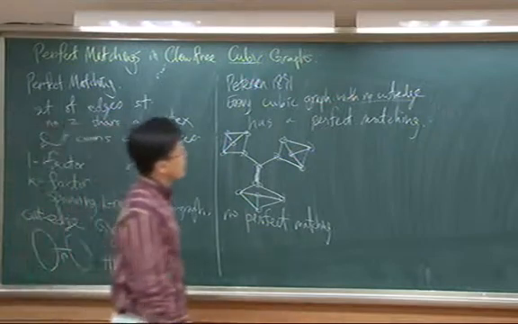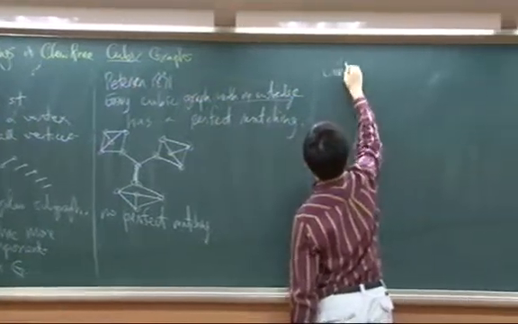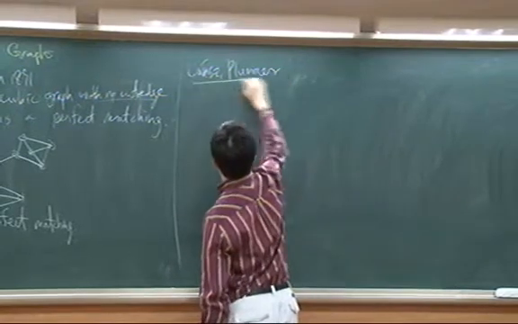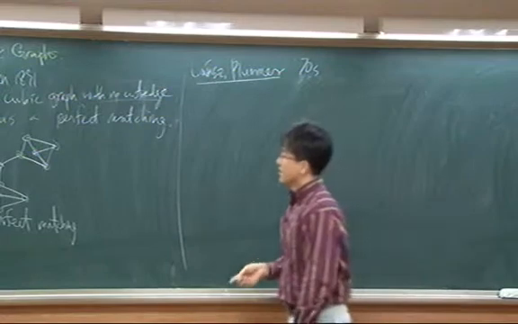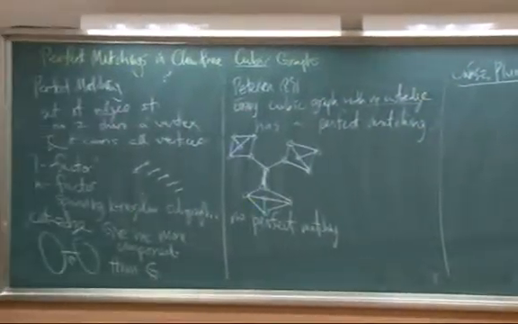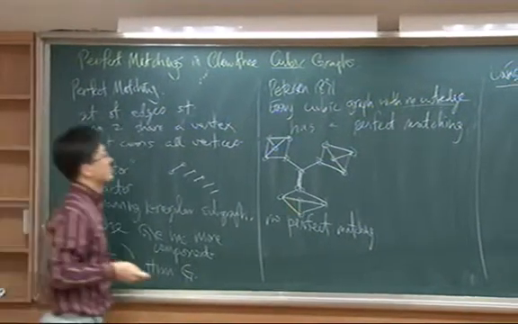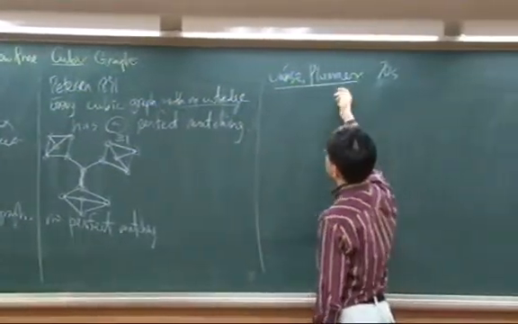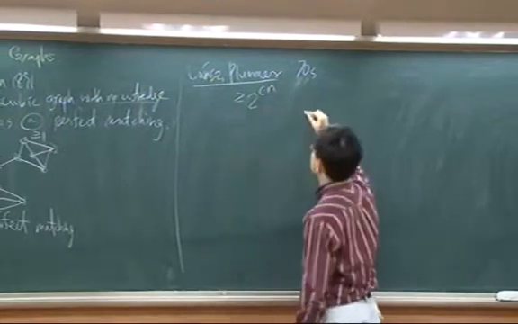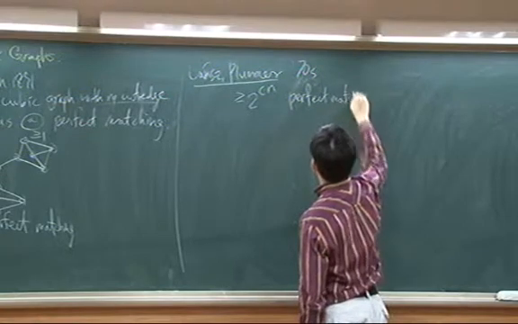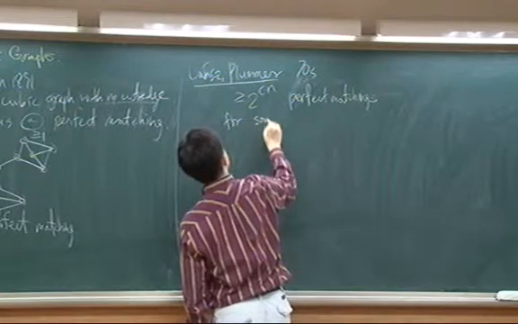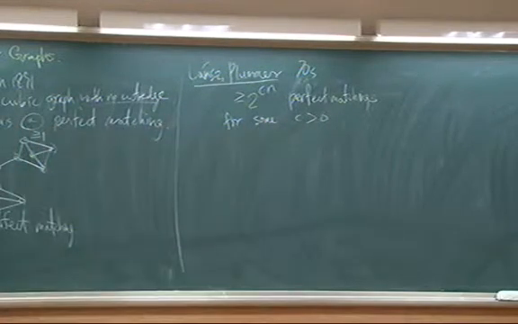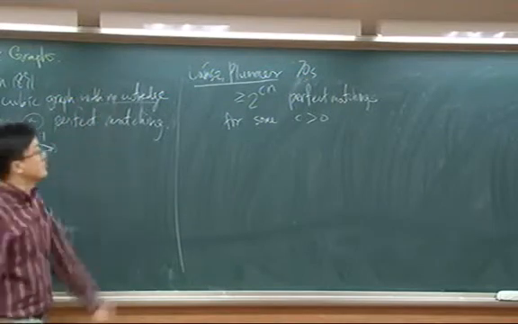And then what Lovász and Plummer conjectured is the following. That's in the 70s, saying that Petersen's theorem only guarantees at least one perfect matching. But how many are there? They conjecture that there are at least 2 to the c times n perfect matchings, for some constant c, in a cubic graph with n vertices without cut edges. So what they want to know is that actually there are a lot of perfect matchings, not just one. Here n is the number of vertices.